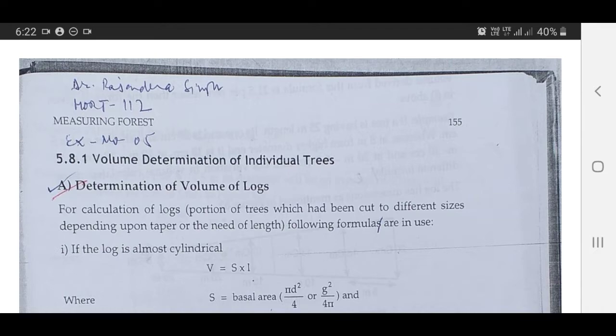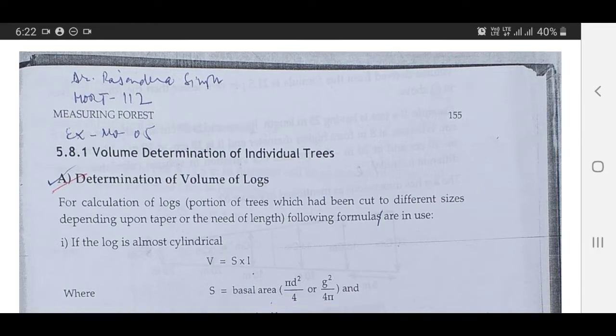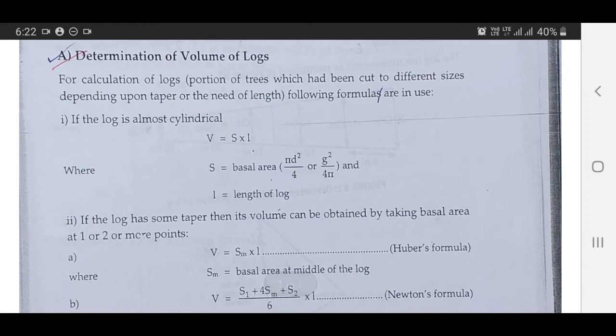First one is, if the log is almost cylindrical, V is equal to S into L, where S is basal area, that is pi d square upon 4 or G square upon 4 pi, and L is the length of log.